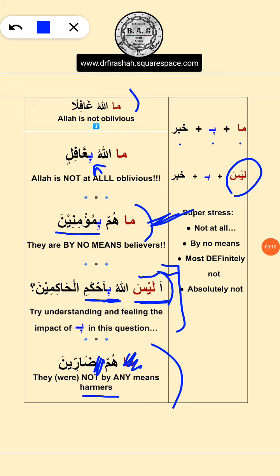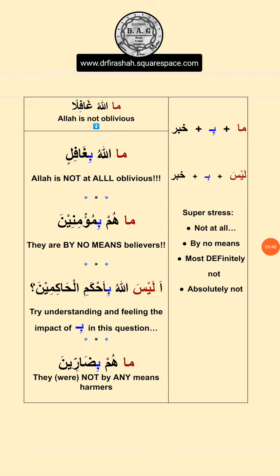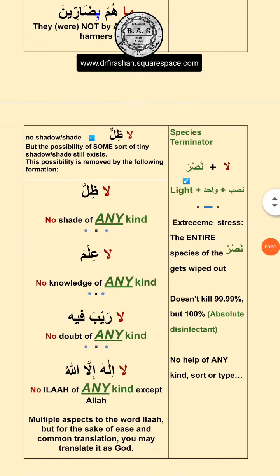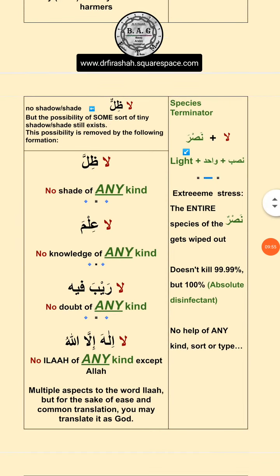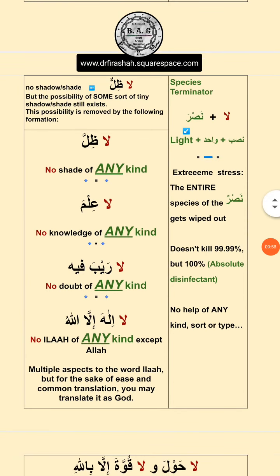So hum zaruna, for example, would be they are harmers. Then to say that they are not harmers, I make it a very regular negative sentence, and it becomes mahum zarina. This zarina would be nasab. Now I want to add even more stress, so I simply add this bi, and it would be understood as they were not by any means harmers. Full stop. I hope this formation is clear to you, and that now you can start appreciating this formation while you're reciting or listening to recitation, inshallah.